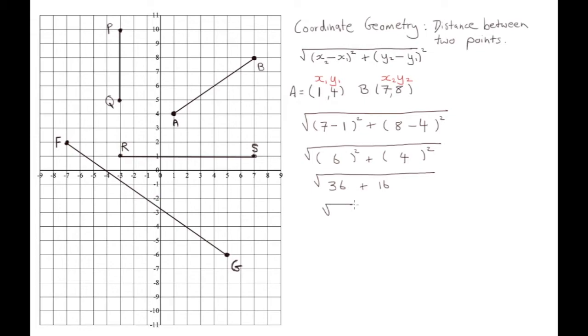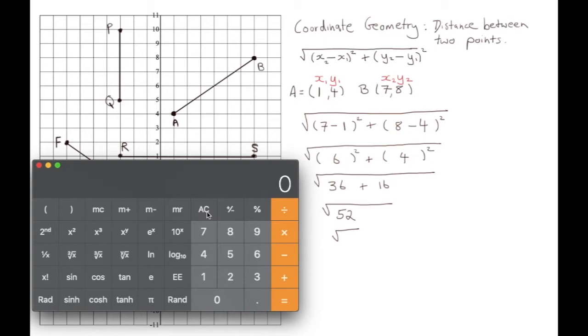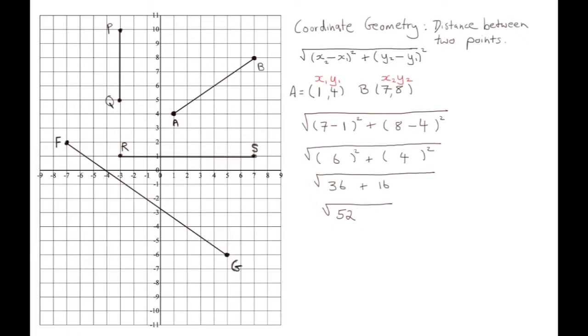And then we do it again. So 36 plus 16 is 52. So we are going to find the square root of 52. So I type in 52, and your calculators may do this differently, and then I hit the square root, and we can see a big long number, but we can round it to 7.2. The square root of 52 is 7.2.